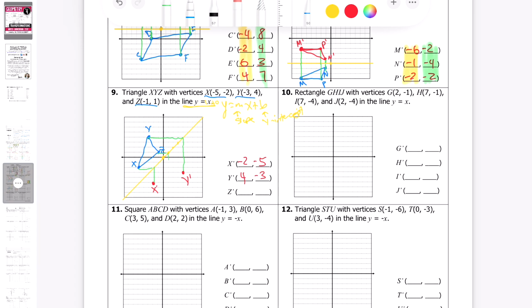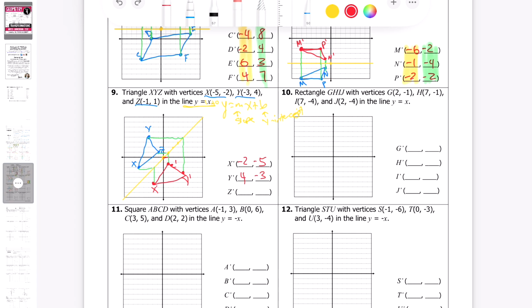And then I'm going to do one last one here for my z. So z is 1, 2 away. So I'm going to go 1, 2 down. I'm going to put my point here for z prime. And I can connect these now so you can see it's the same little triangle, and it's definitely flipped over that yellow line. We just have to make that turn to make sure that it flips.